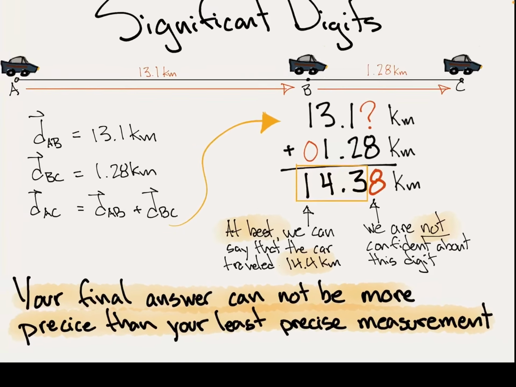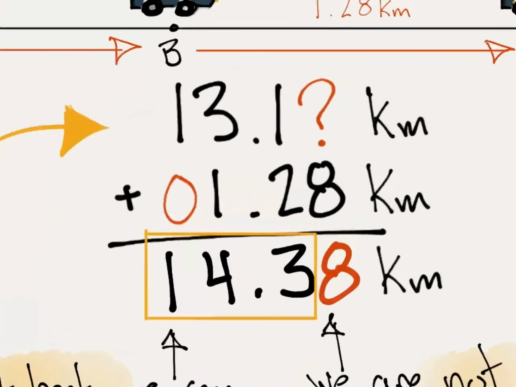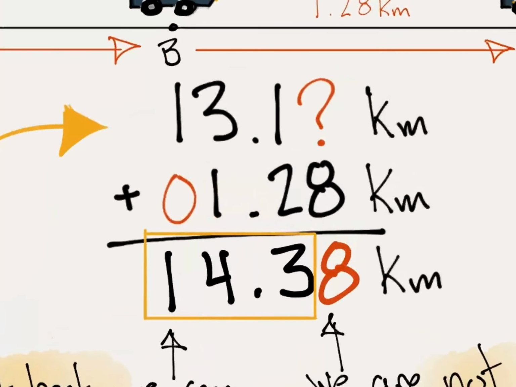So when we add or subtract, your final answer cannot be more precise than your least precise measurement. I'll say that again. Your final answer cannot be more precise than your least precise measurement. If we go back up here, we've got 13.1, which is to the 10th decimal place, and we have 1.28, which is to the 100th. Our 100th is more accurate, our 10th is least accurate.